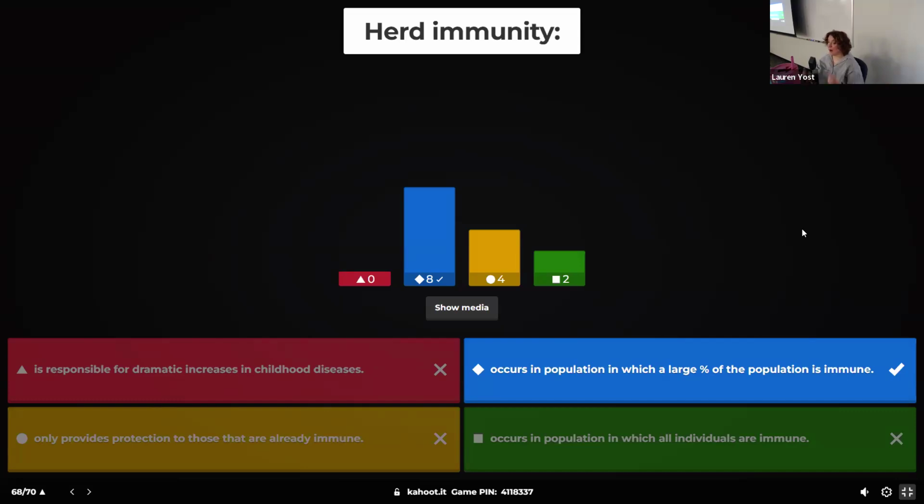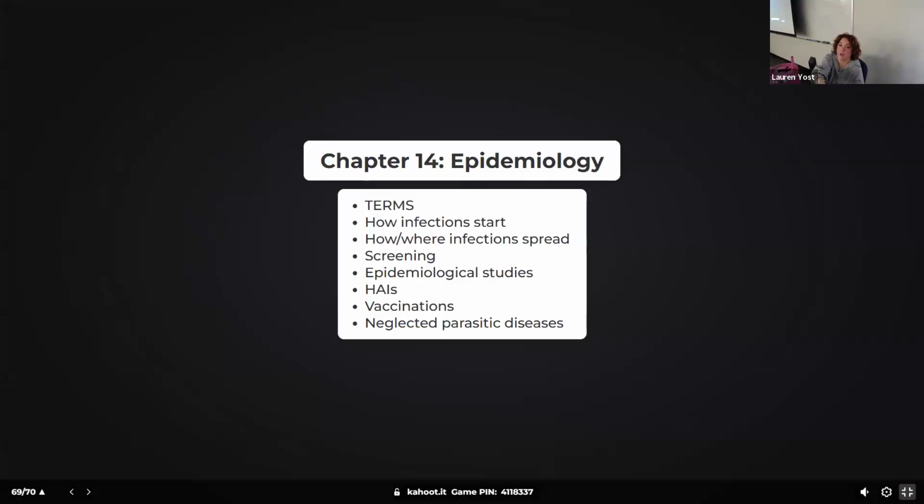This can be conferred by either vaccination or by natural exposure, like we have with the chickenpox. Not as much now, but when I was a kid, the goal was to get you the chickenpox when you were a kid so that we could create herd immunity so other kids wouldn't get it later on in life. Same idea as with vaccinations.